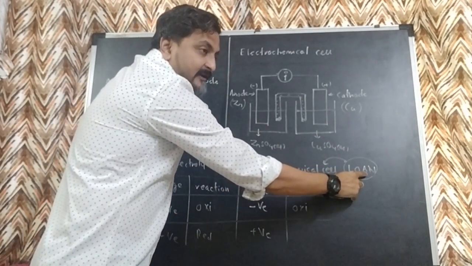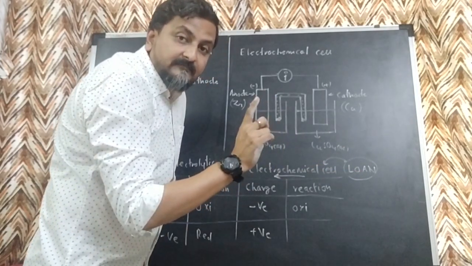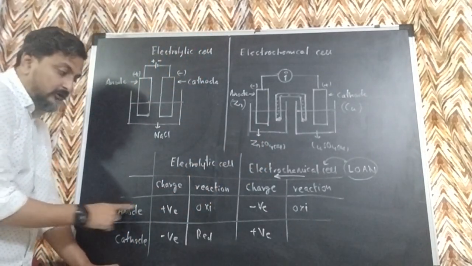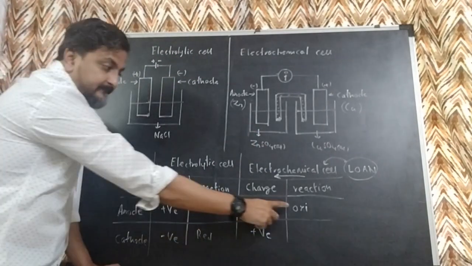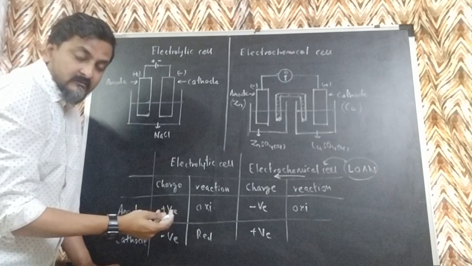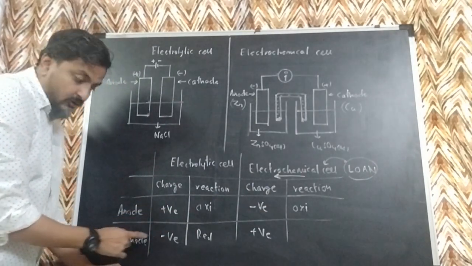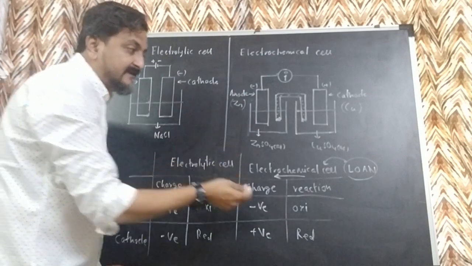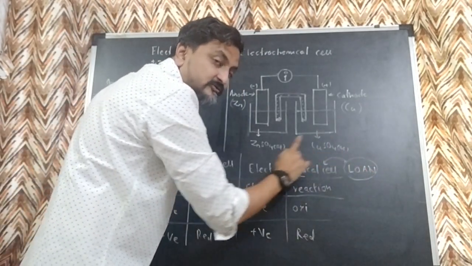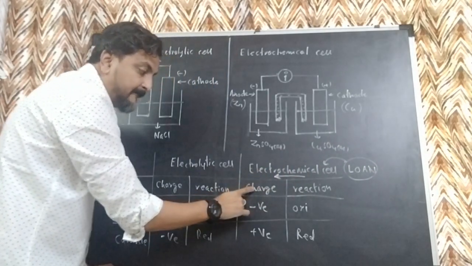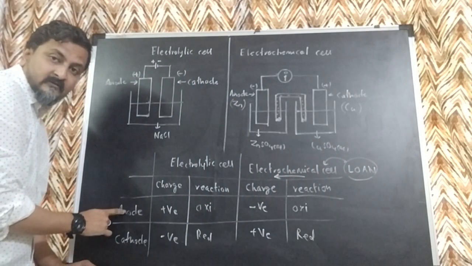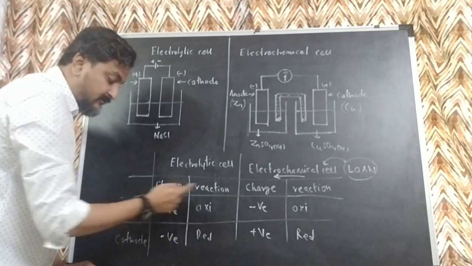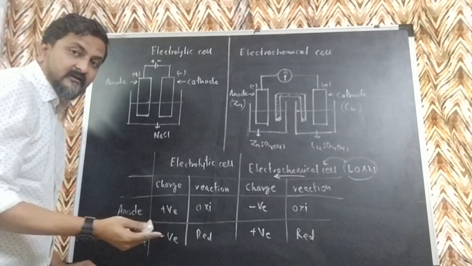Next thing, at anode always oxidation takes place. This is irrespective of the type of the cell, whether it is electrolytic cell or electrochemical cell. At anode always oxidation will take place, whereas at cathode always reduction will take place. It is again irrespective of the type of the cell. The next thing, anode is negatively charged when it comes to electrochemical cell. So cathode is going to be positively charged. Here, anode is going to be positively charged and cathode is going to be negatively charged. It is easy to remember.